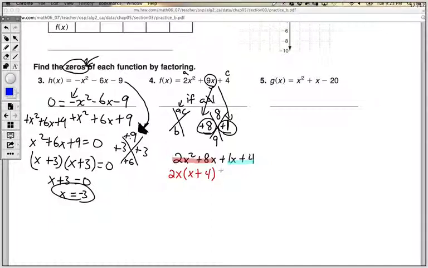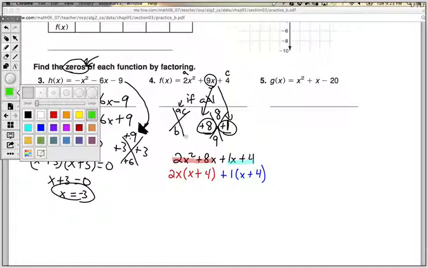Okay. Now let's take a peek at the blue group, plus. Now over here, I can't really factor out anything except a 1. So I'll go ahead and write that 1 there, but that'd be 1 times x plus 1 times 4. And there we go. But here's the awesome part. Oh my goodness, it's so awesome. Check this out.